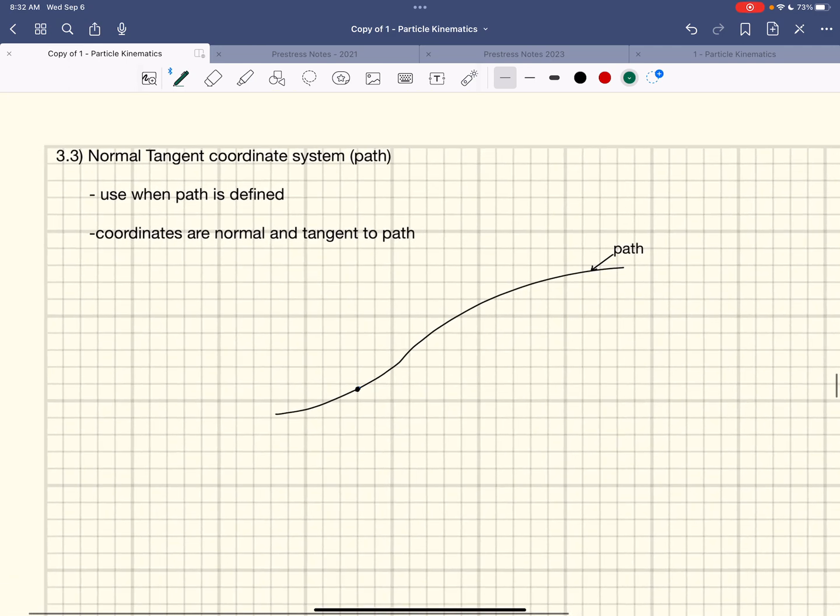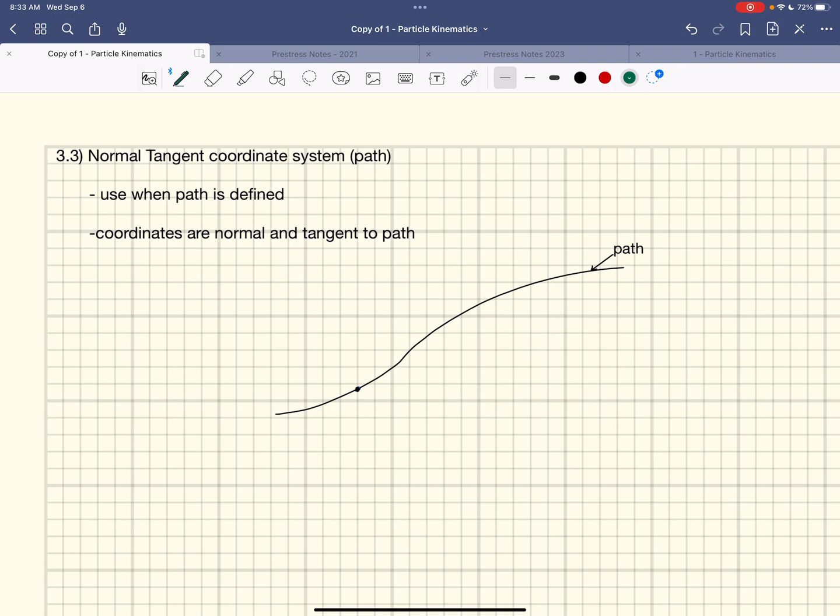Normal tangent coordinate system. Sometimes you're going to want to use a different coordinate system. Cartesian is going to be your favorite, and you're going to always want to use it, but there are certain types of problems that would just be too hard to do in Cartesian coordinates, especially circular motion, something rotating around, cars driving around in a circle. Doing that in Cartesian coordinates would be a huge pain in the butt. Doing it in polar or normal tangent is helpful.